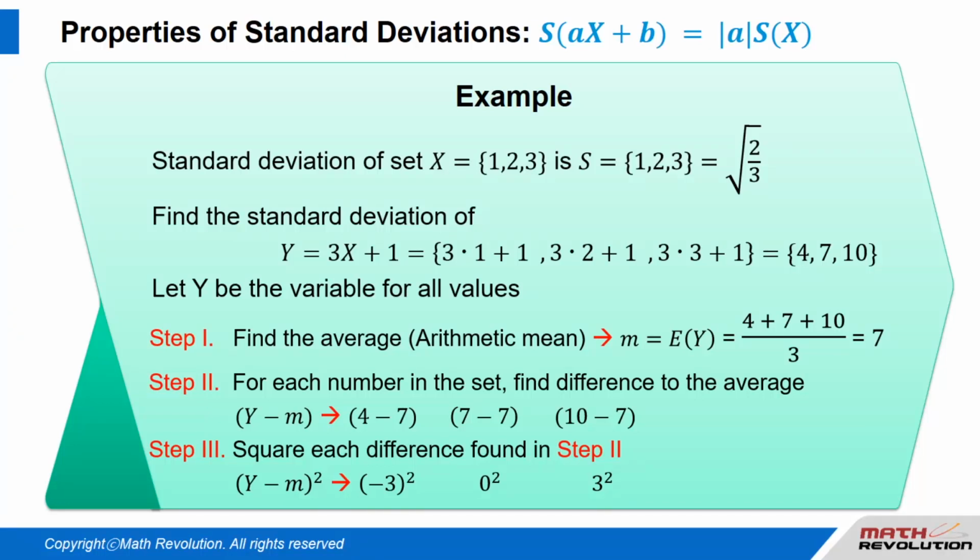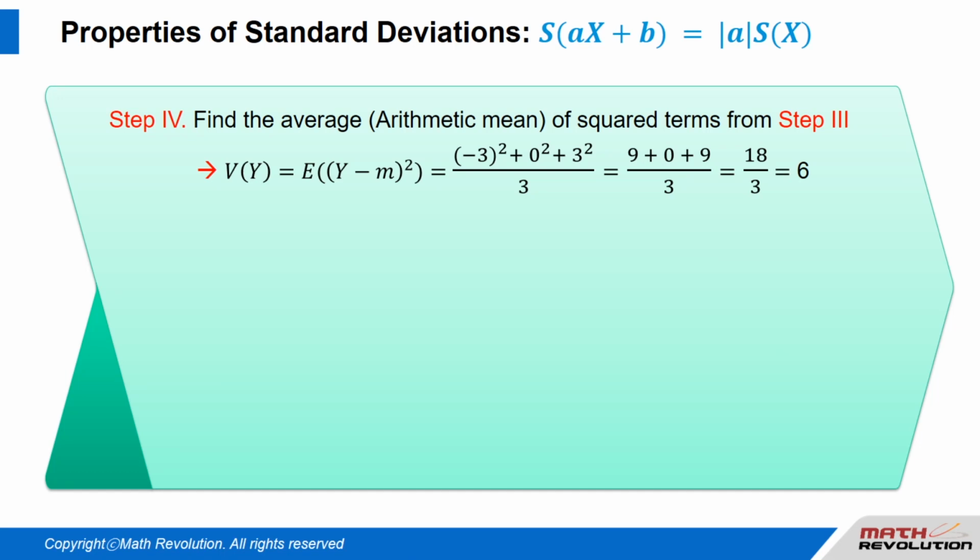Step 3. Square each difference found in step 2. The difference of y from m, squared: negative 3 squared, 0 squared, 3 squared. Step 4. Find the arithmetic mean of the squared terms in step 3. Variance of y equals the average of the squared differences, which is negative 3 squared plus 0 squared plus 3 squared, all over 3, equals 9 plus 0 plus 9, all over 3, equals 18 over 3 equals 6.